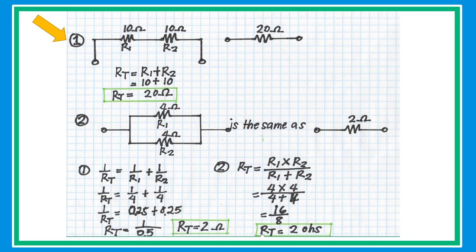In sample problem number 1, if we have two resistors that are connected in series, what is the equivalent resistance? Let's say 10 ohm resistor plus 10 ohm resistor. The equivalent resistance is 20. Just simply add the two resistors.